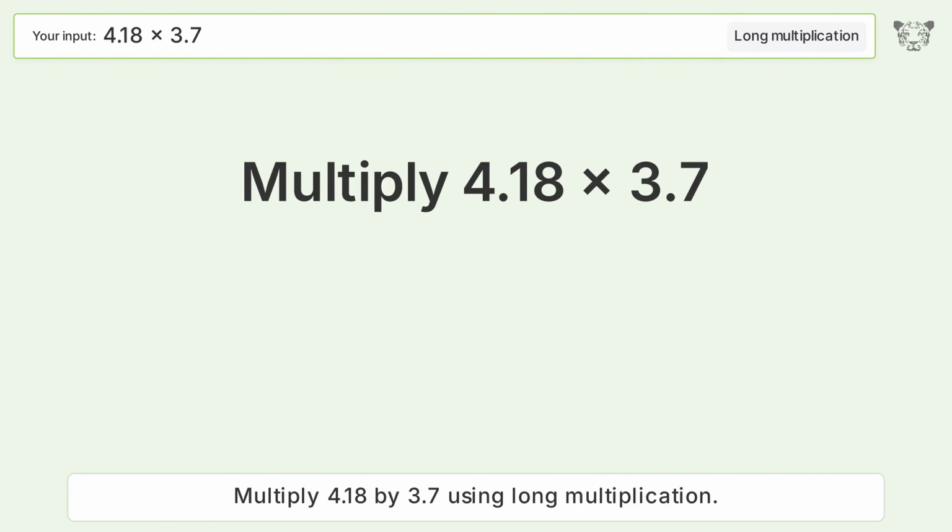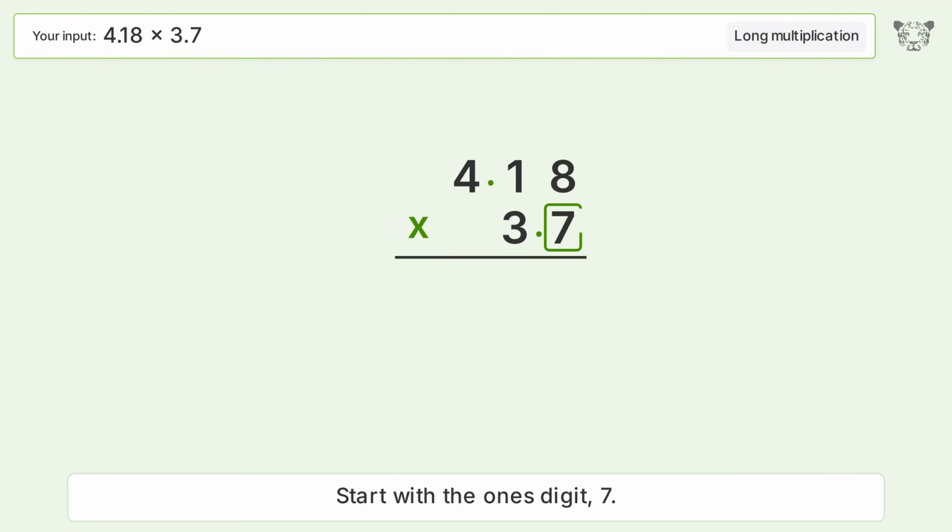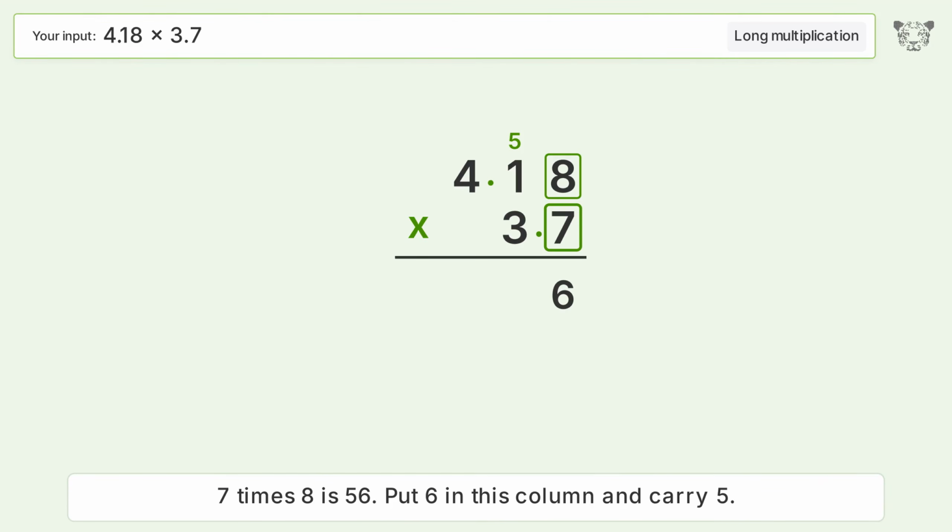Multiply 4.18 by 3.7 using long multiplication. Start with the ones digit, 7. 7 times 8 is 56. Put 6 in this column and carry 5.